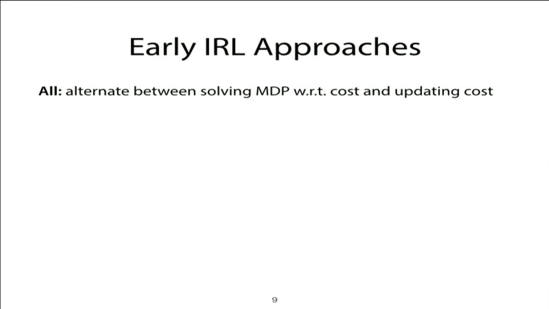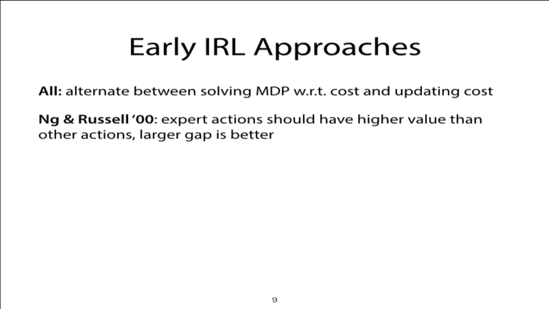All of the early approaches to inverse reinforcement learning, like I talked about before, alternate between solving the MDP with respect to your current cost function and updating your current cost function using that policy. The initial approach in 2000, when the term was introduced, was proposed to find a cost for which the expert actions have higher value than all the other actions. Generally, a larger gap is better. The expert actions should have high value, and all the other actions should have lower value.